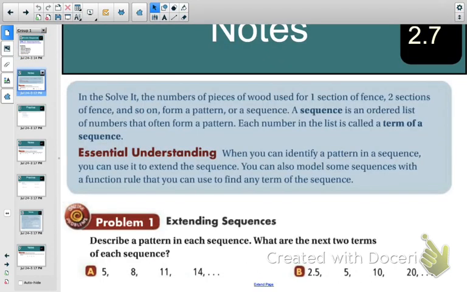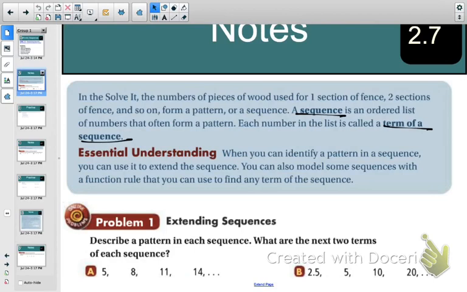Okay, so a sequence is just an ordered list of numbers that often form a pattern. Each number in the list is called a term. Okay, term of a sequence. Sequence is an ordered list of numbers. When you identify a pattern in a sequence, you can use it to extend the sequence. You can also model some sequences with a function rule, like an equation.